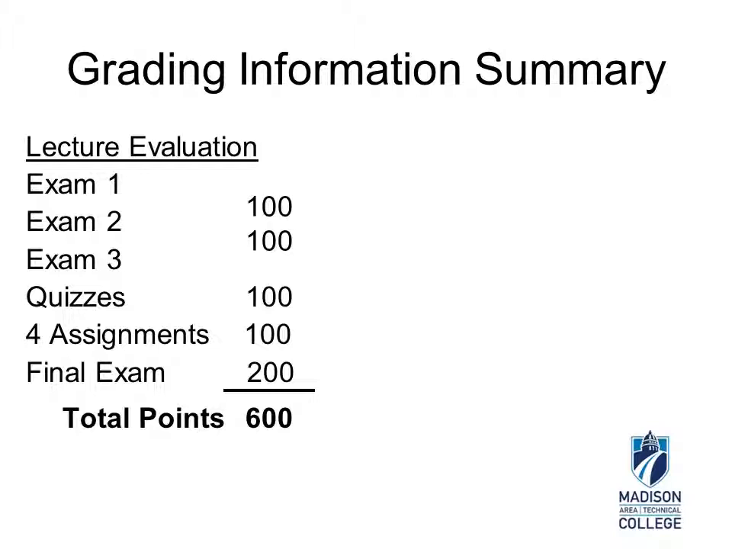You'll have a final exam worth 200 points. When you add all of these assignments and exams and quizzes up, you get a total of 600 points, or 60% of your total grade.